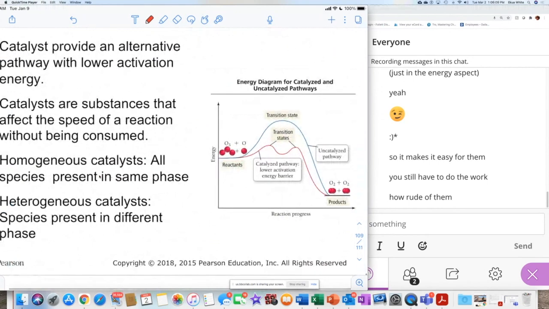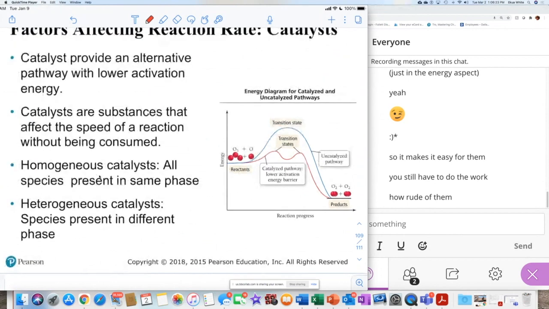So remember, I already talked about how catalysts provide the alternative pathway. Sometimes in the process of providing the alternative pathway, they split what used to be a one-step reaction into a two-step reaction, because that's how the catalyst is able to influence the mechanism. That's fine. Catalysts are substances that affect the speed of a reaction without being consumed. That just means they get to be recreated when the reaction is over.